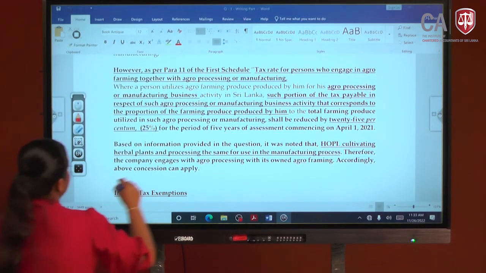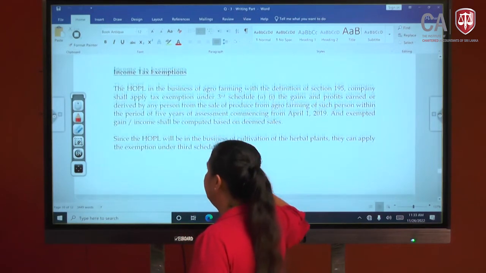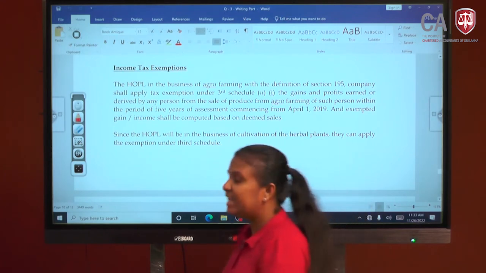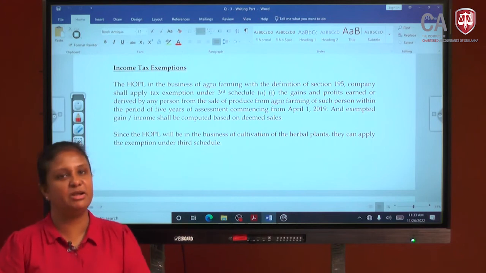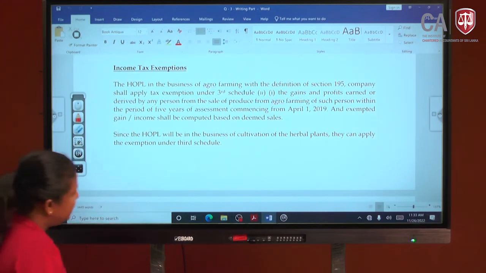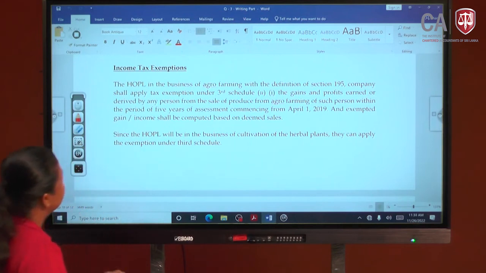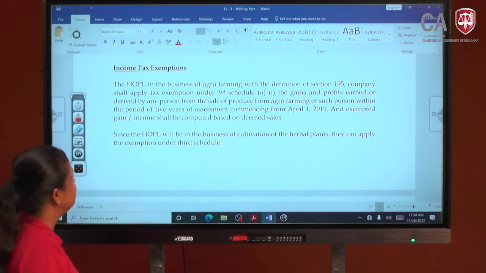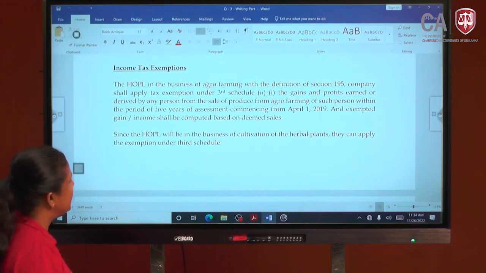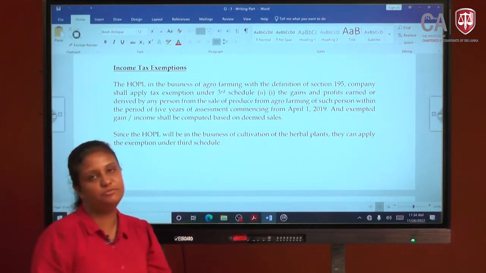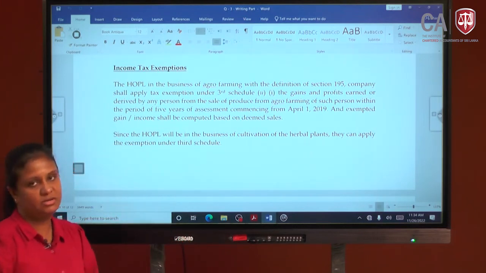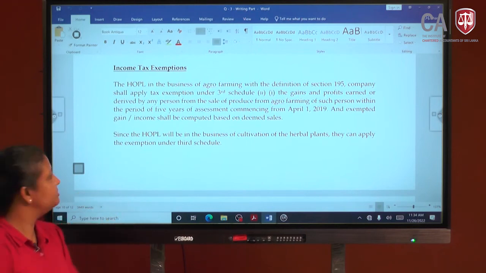Then the next one, income tax exemption on what? Agro-farming. HOPL is in the business of agro-farming. The three things you have to take are processing, farming and manufacturing. Then with the definition of section 195, the company shall apply the exemption under third schedule, para U, Roman 1: the gains and profits earned or derived by any person from the sale of produce from agro-farming are exempted from 1st April 2019 for how many years? It has 5 years given. Still, in the question we are in the 5 years period.